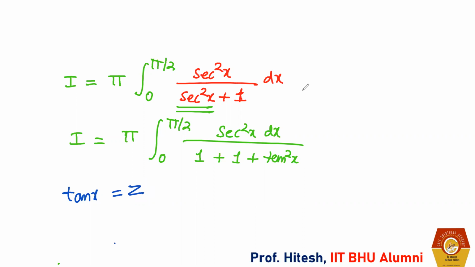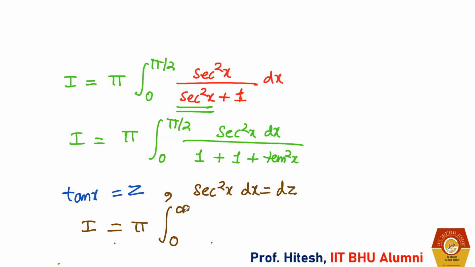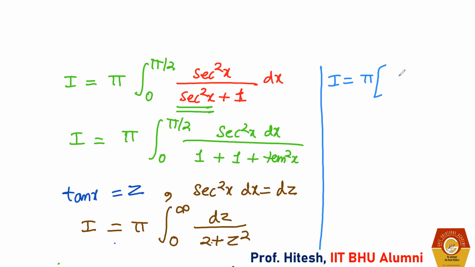So tan x equal to z, so sec square x dx will be dz. So I will be pi into, limits 0 to tan pi by 2 which is infinite, so it will be dz upon 2 plus z square. Instead of 2 we can write under root 2 square. So I will be pi into 1 upon under root 2 tan inverse z upon root 2, and limit is 0 to infinite.